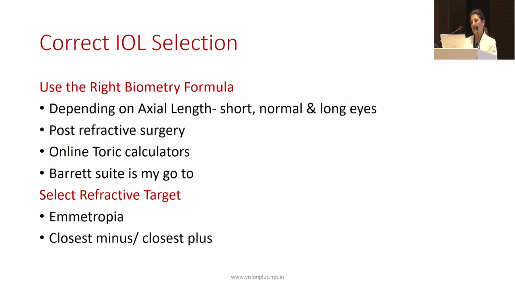And a correct IOL selection using the right biometry formula depending on the axial length, depending on whether the patient has had refractive surgery, using the online toric calculators. For me, Barrett Suite is my go-to for all cases, but I also use Hill RBF. I find both of them to be extremely accurate. Of course, there are many more newer formulas. If you have access to them, that's great. And then always select your refractive target, and this has to be with a discussion with the patient. So some lenses you need to choose the closest minus, and some lenses you would prefer to choose the closest plus.